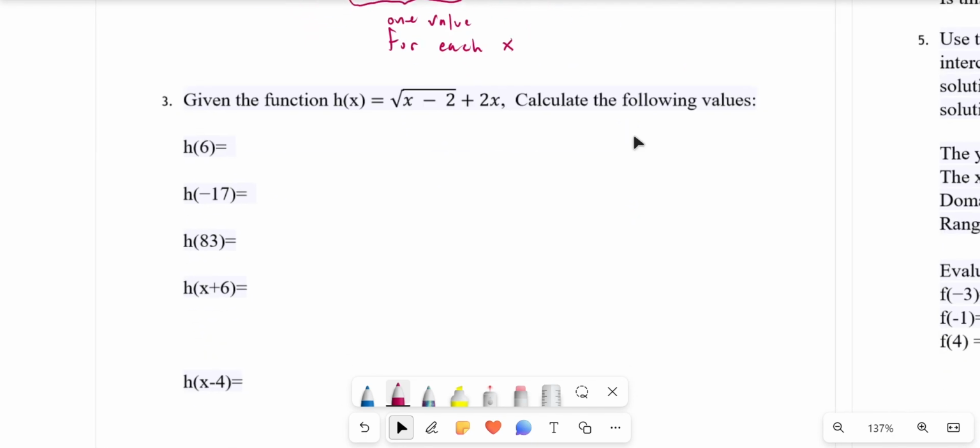Okay, so now we have just the principal root, just the positive root of whatever this is going to be. So this is also going to be monovalent. Remember, we need a plus minus in front of it to make this have two values. And they want us to calculate the following values. So whatever I have in my input position here, I'm just going to plug that into the function. So in other words, this is the square root of 6 minus 2 plus 2 times 6. And that's going to be the square root of 4 plus 12, which is 14.